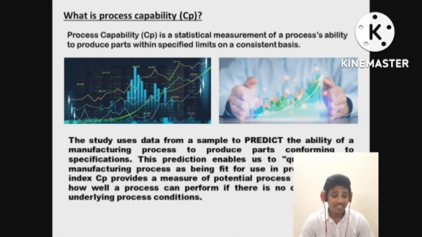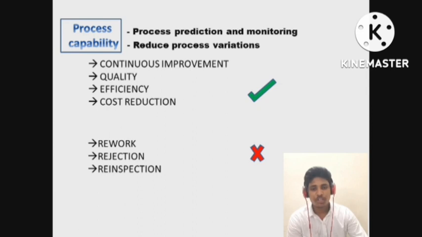Process capability predicts the quality of the manufacturing process that is being fit for use in production. The index CP provides a measure of potential process capability, that is how well a process can perform if there is no change in the underlying process conditions. So we are going to predict the machine's capacity, that is the quality of the output that it is going to give out. Now a quick recap.